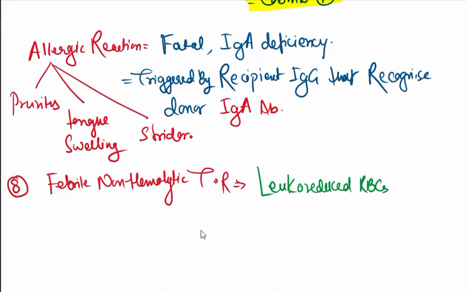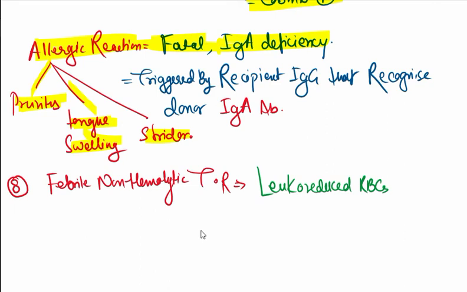Next one, what is the allergic reaction? Okay, this is the fatal allergic reaction. This is IgA deficiency in the recipient. So what happens? There will be an immediate reaction. The patient will complain of pruritus, tongue swelling, and stridor. So this is a life-threatening condition.